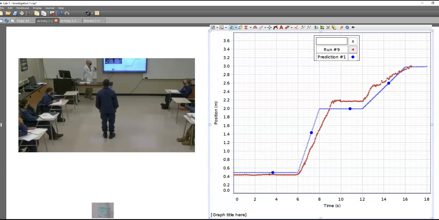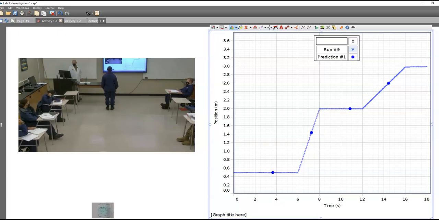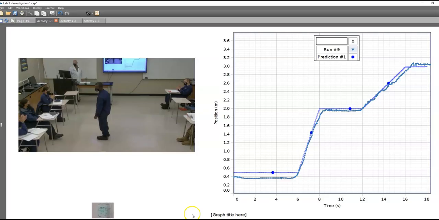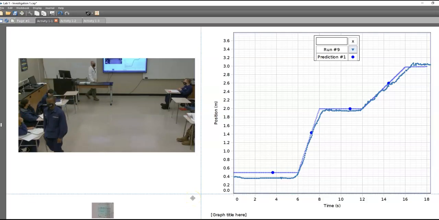How do I know it's too slow? Because the slope is too shallow compared to the other one. One more time. You can do it. Don't worry about the position. Okay, good. All right. Good job. Good job.